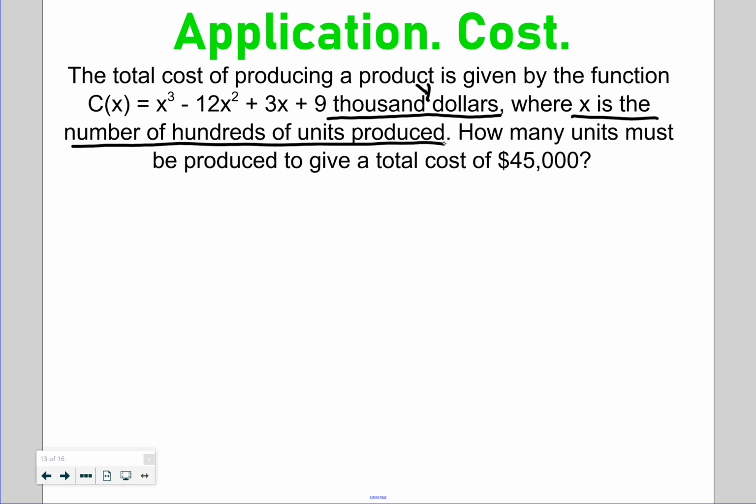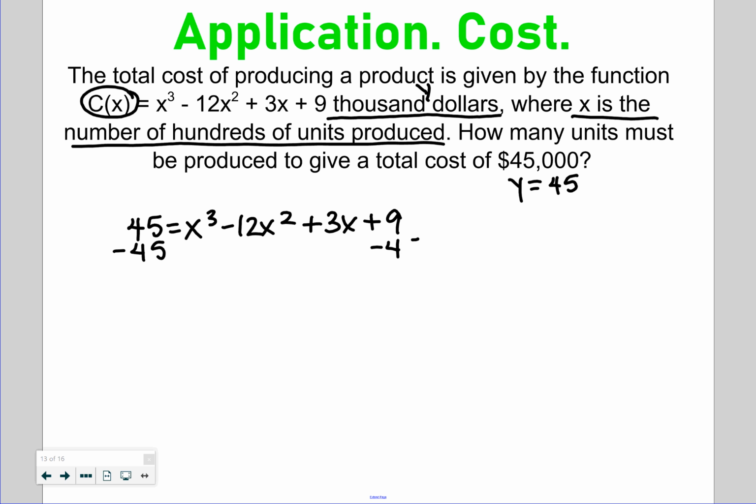How many units must be produced to give a total cost of $45,000? Now remember, y is in thousands of dollars, or c of x is in thousands of dollars. So if I want to represent 45,000, that means my y, or my c of x, is just 45. 45 means $45,000 in this equation. So I'm going to say 45 equals all of this, and now we're solving. So the first thing that I'm going to do is, remember, we got to get it equal to 0. So I'm going to take that 45 and I'm going to subtract it on both sides. So 0 equals x to the third minus 12x squared plus 3x minus 36.